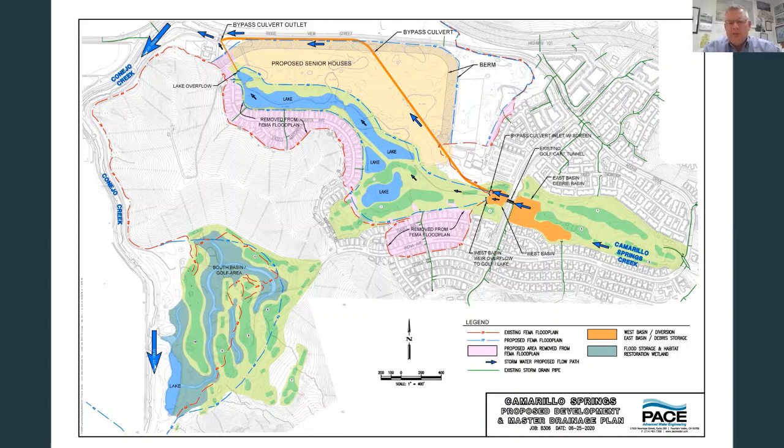So maintenance for flood control facilities, FEMA requires that it be by a governmental agency. It can't be maintained by a private entity or a homeowners association. And so in this case, it would either be maintained by the county or the city or another governmental agency that the city would sanction.